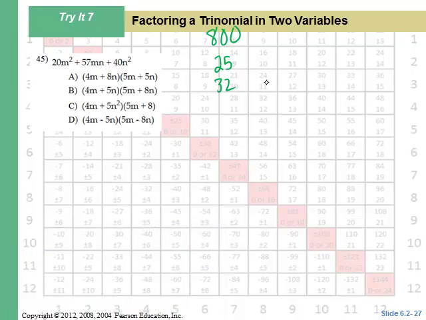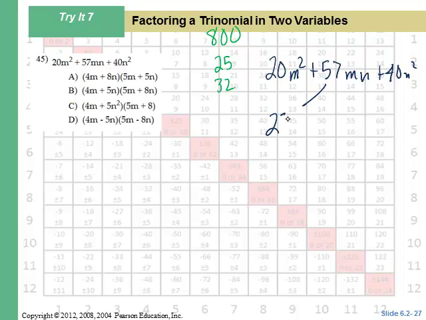Excuse me. So we've got 20m squared plus 57mn plus 40n squared. And we're going to split this up into 25mn plus 32mn and plus 40n squared and 20m squared.